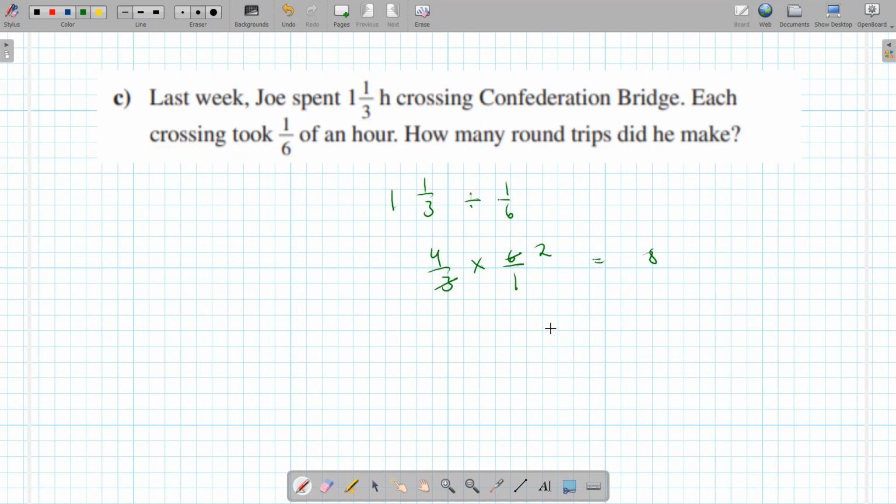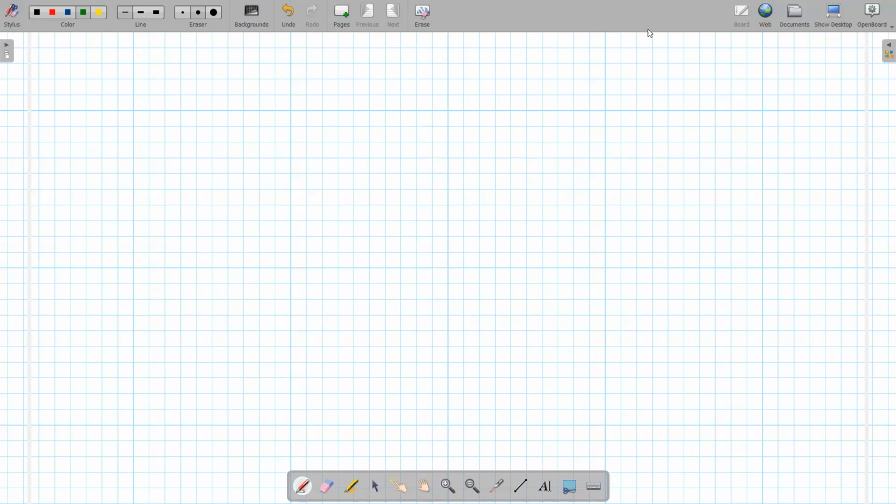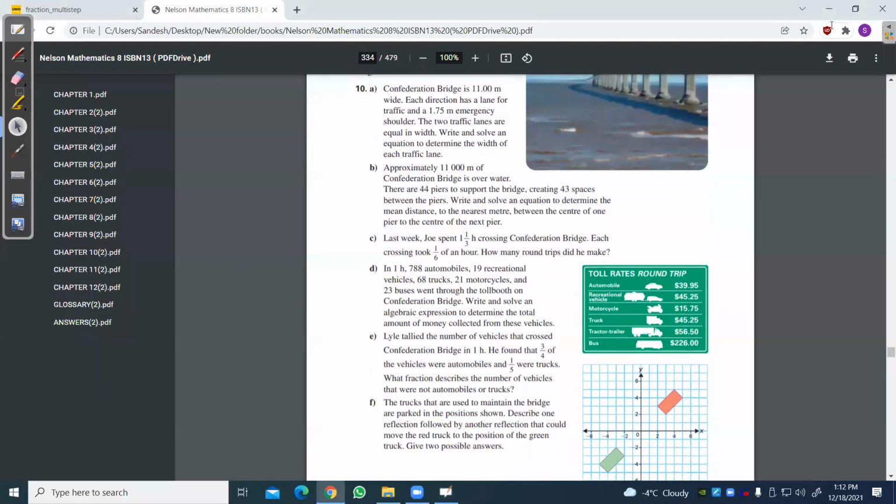So what does that mean in terms of round trips? He made 4. Yeah, exactly. 4 round trips. 8 total trips, 4 round trips, yeah?